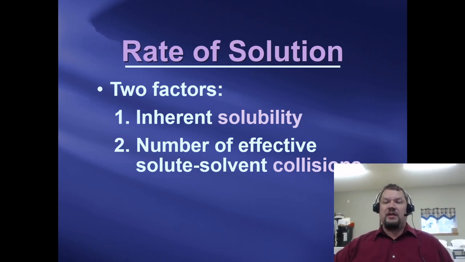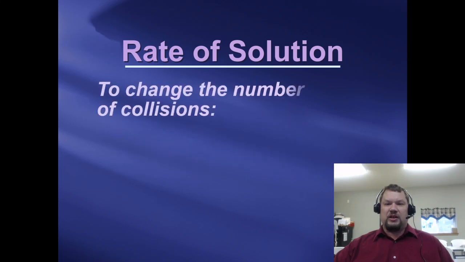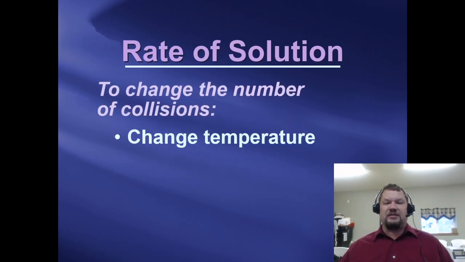Rate of solution: inherent solubility and the number of effective solute-solvent collisions. So if we want to change the number of collisions, how do we go about doing that? If you think about that sugar cube in tea example again, number one, how do you get that sugar cube to dissolve faster in your tea? Number one, you can heat up the tea. If you put the sugar cube down in warm tea instead of cold tea, it will dissolve much faster in warm tea than it is going to dissolve in cold tea. You can stir it.